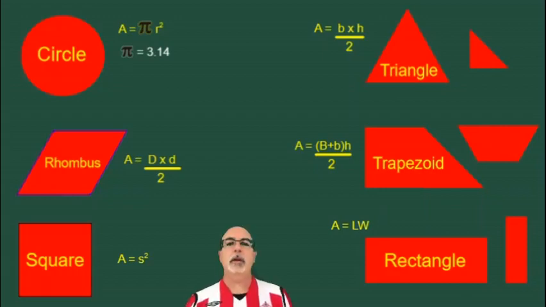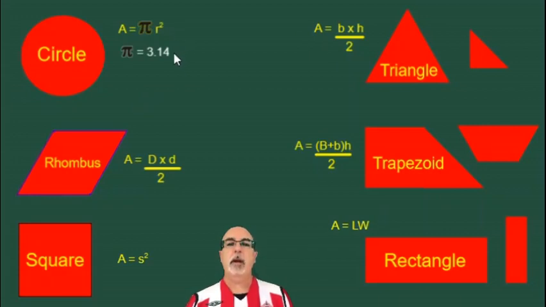Let's talk about two-dimensional shapes and their areas. We're looking at 6 of the two-dimensional shapes, and we're going to start with the circle. The circle's area formula is area equals pi r squared.